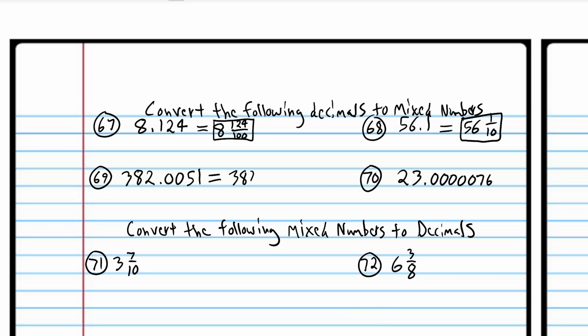382 is a whole number because the numbers are to the left of the decimal. And then you have 51 over what place is the 1 in? It's tenths, hundredths, thousandths, ten-thousandths. 51 over, wait, did I put a decimal there? I'm sorry about that. 51 over 10,000.